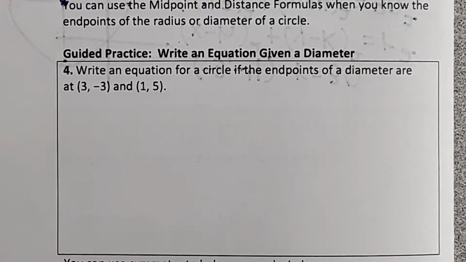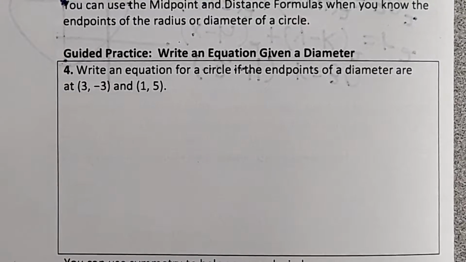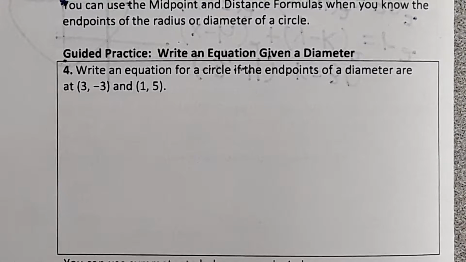Write an equation for a circle if the endpoints of a diameter are (3, -3) and (1, 5). Okay, so everything right now is going to come crystal clear as to why we studied 9.1, because endpoints of a diameter means you're going to have to find the midpoint and the distance.